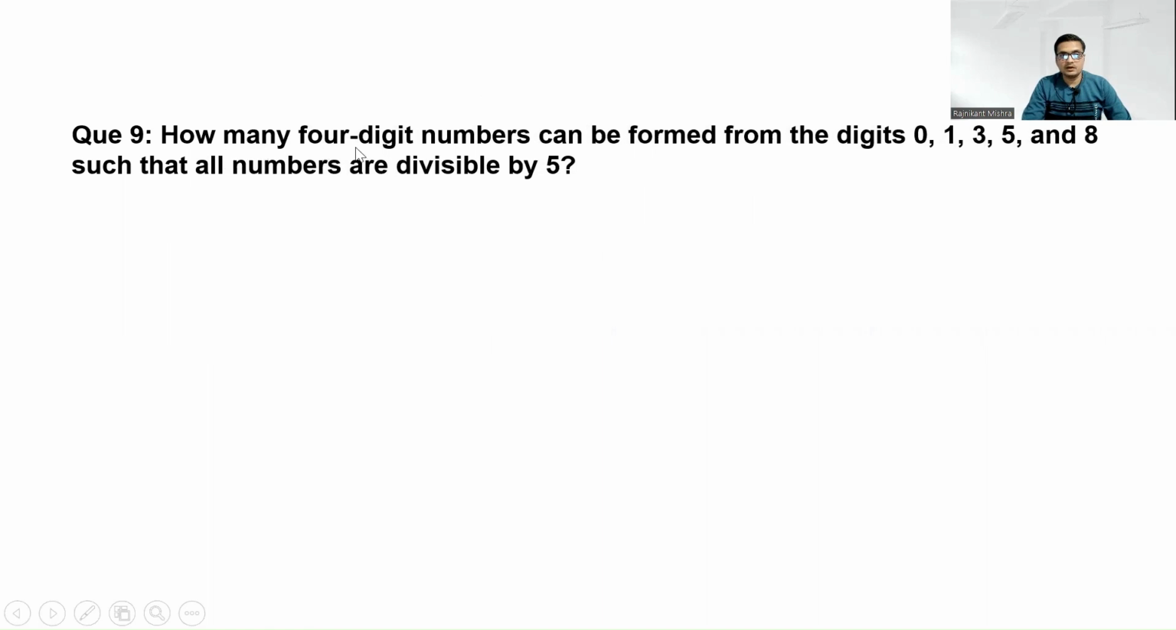Question number 9. How many 4-digit numbers can be formed from the digits 0, 1, 3, 5 and 8 such that all numbers are divisible by 5? Case 1. Repetition is allowed. Here we have 4 positions. Because all the numbers are divisible by 5, so we can put either 0 or 5 at unit place. It means for unit place we have only 2 choices, 0 and 5. At first place we cannot put 0, so the number of choices are 4, 1, 3, 5 and 8.